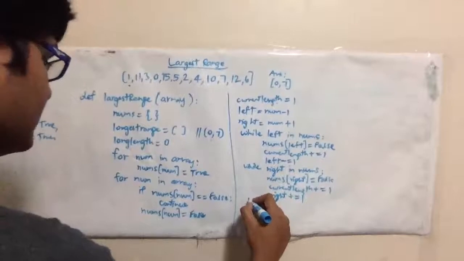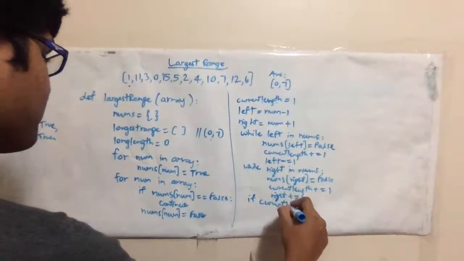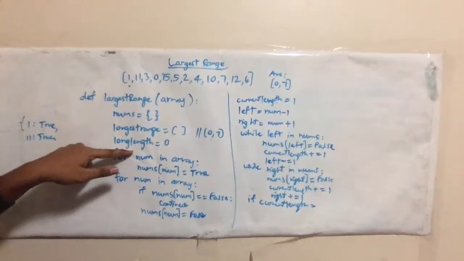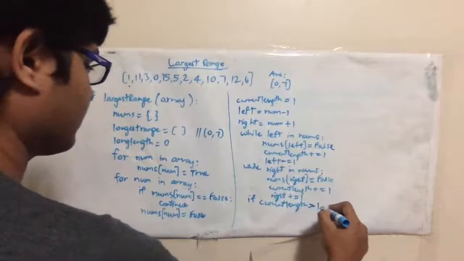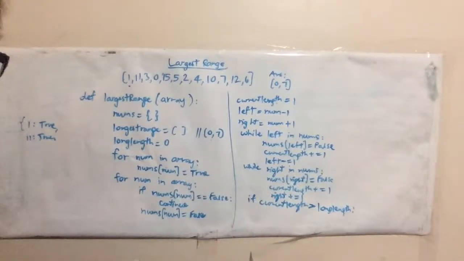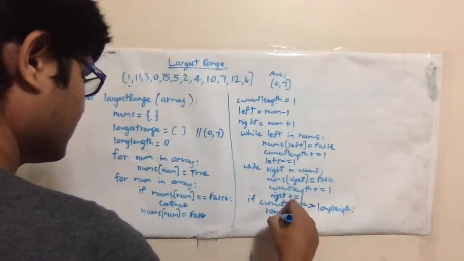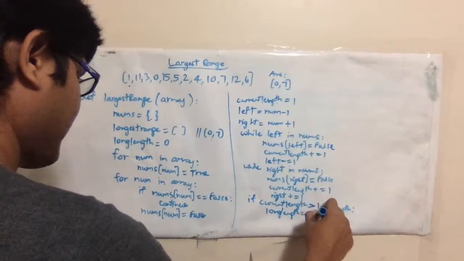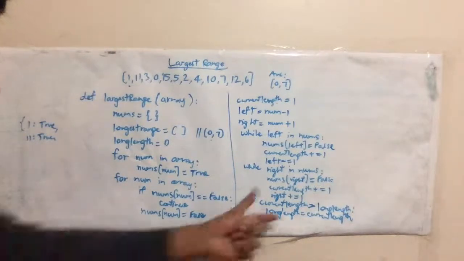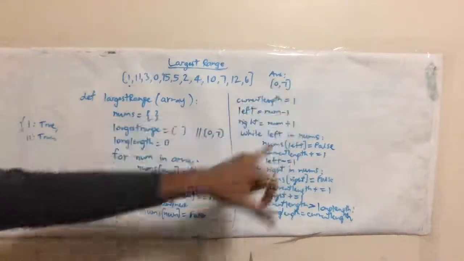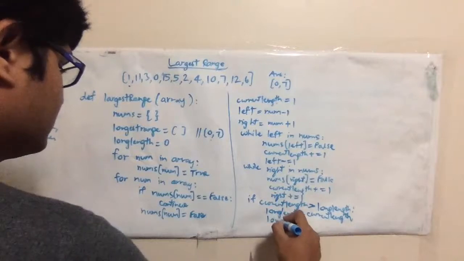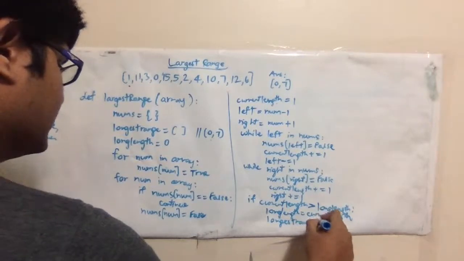So we need to check if the current length is greater than the long length. If it is greater, then we need to update the long length to be the current length. Long length to be current length. So we got the length here. We need to get this right. So we need to update the longest range as longest range is equal to.